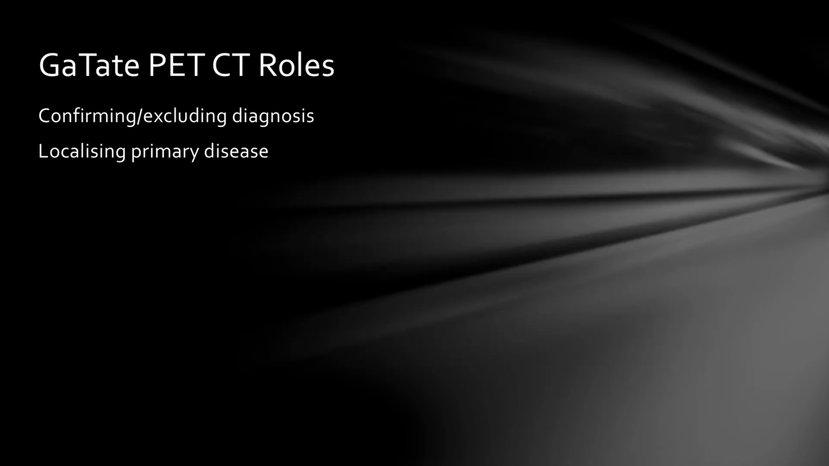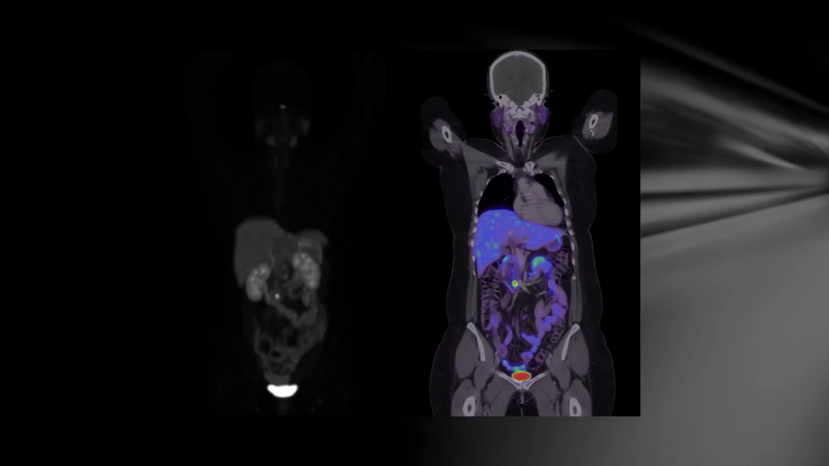We can also use GAT8 to localise or to identify a primary tumour in a patient who we think has a neuroendocrine tumour because of particular symptoms and biochemical or blood tests which suggest that they have a tumour, but we can't find one on conventional imaging. Particularly pancreatic tumours can be very, very small when they produce a very typical clinical syndrome, and we can't see them at conventional imaging, but GAT8 can help us to localise them.